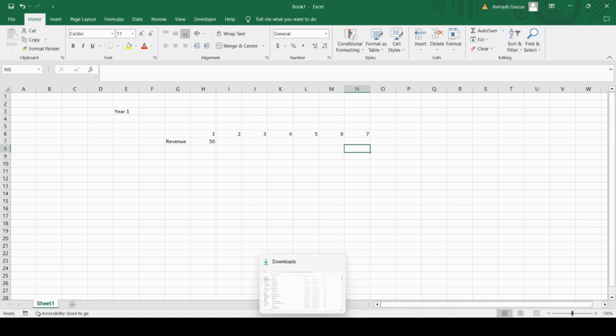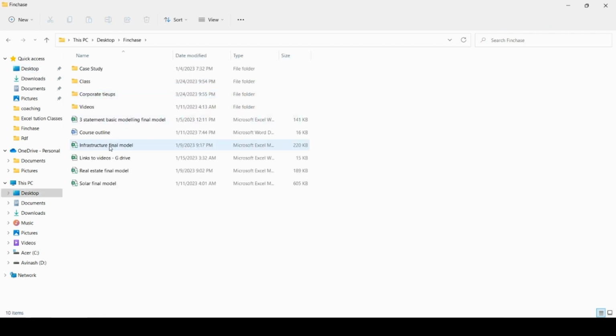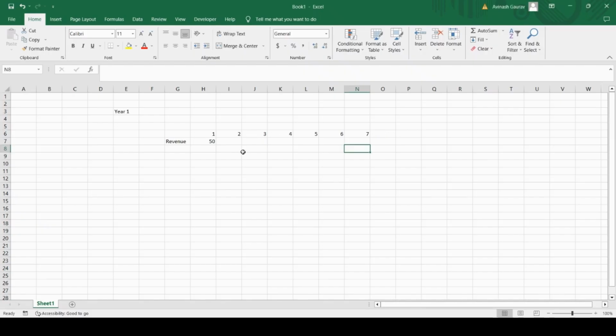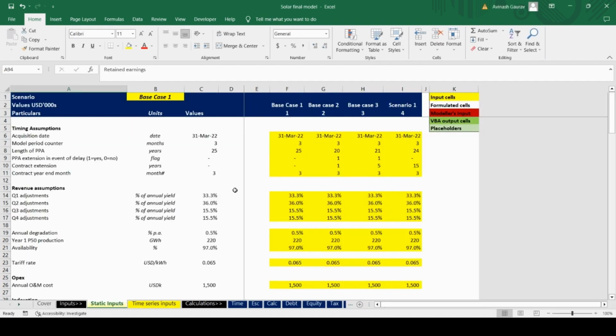By particular color code I mean, for example, let me show you one of the example models which we teach in our live classes or recorded classes. You can see that there are some color codes which I'm using so that the user of the model is able to understand it. If my cells are highlighted in yellow, these are input cells, so the user of the model knows that he only needs to tamper with the yellow highlighted cells.